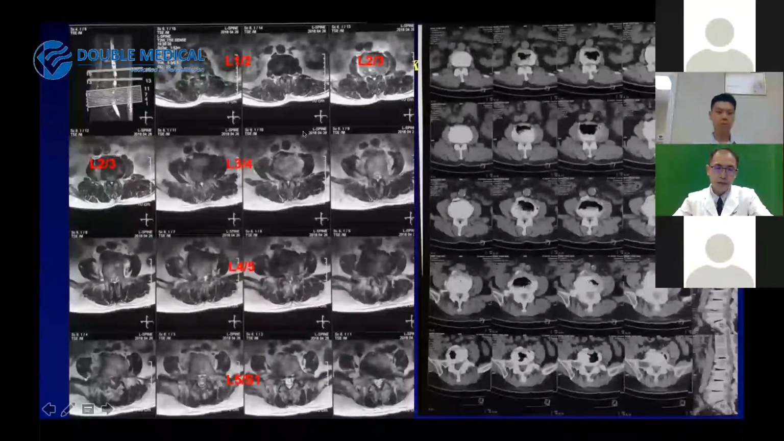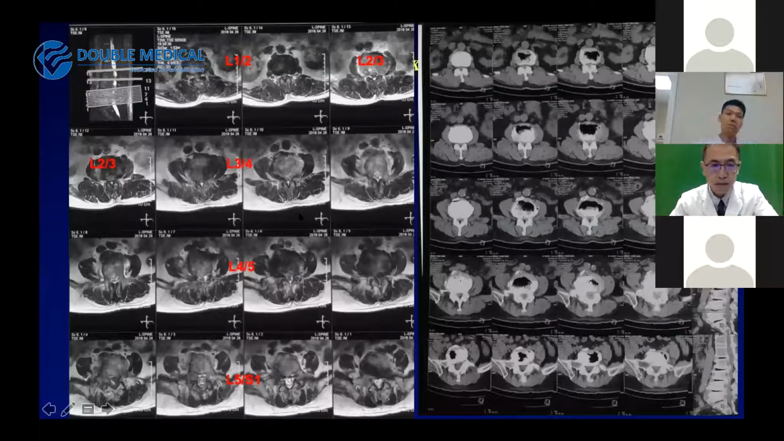This is the transverse view of the lumbar spine. We can see the stenosis at almost all levels from L1 to L5, with various severity.